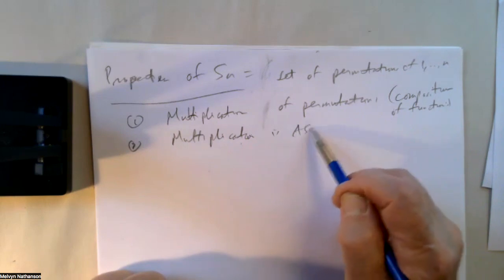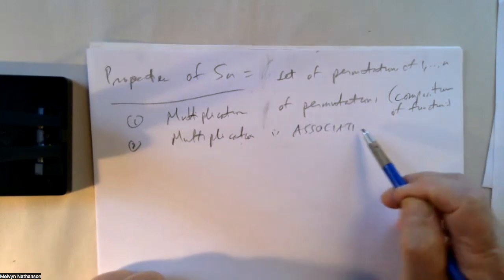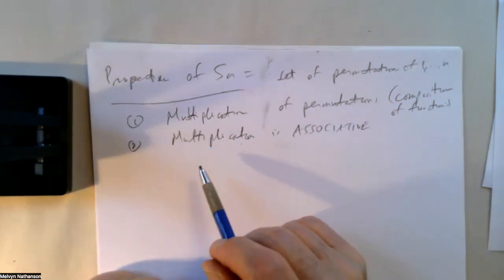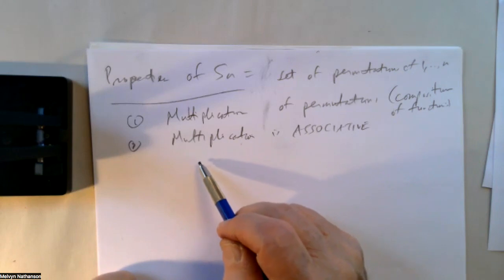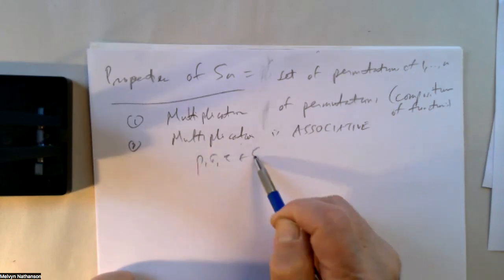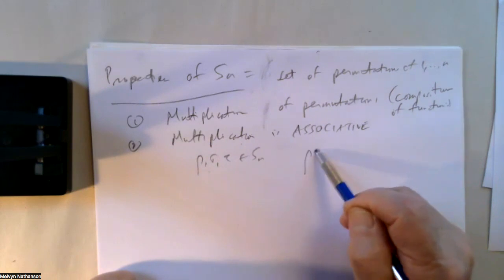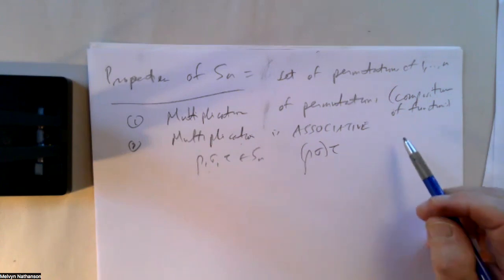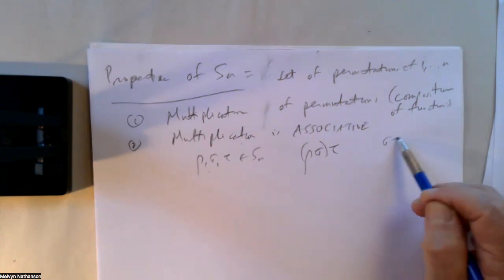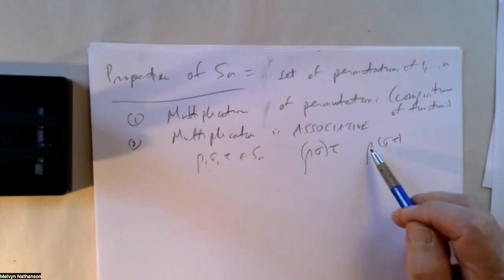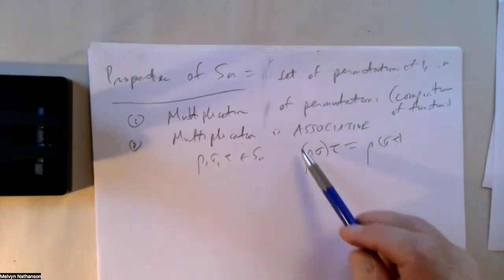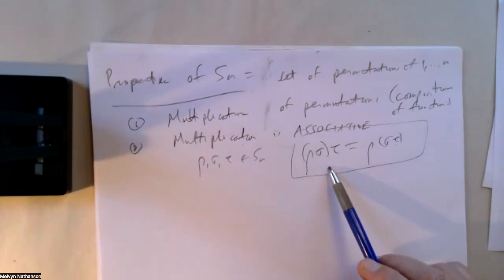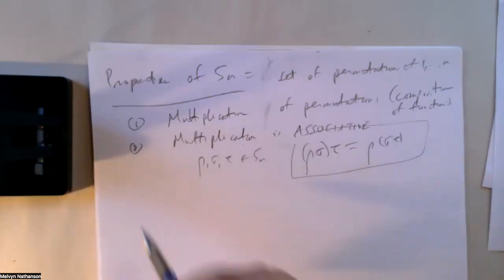Multiplication is associative. Again, you saw this in calculus. What this means is if you have 3 permutations, say rho, sigma, tau in Sn, then if I multiply rho sigma, I get a new permutation, and I can multiply that by tau. Or I can multiply sigma tau and take rho and multiply rho by sigma tau, and these are always equal. So this is called the associative law for multiplication of permutations.